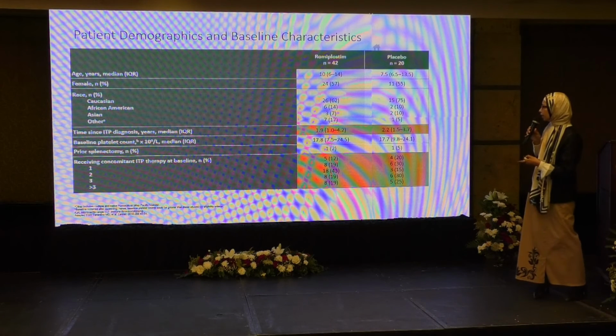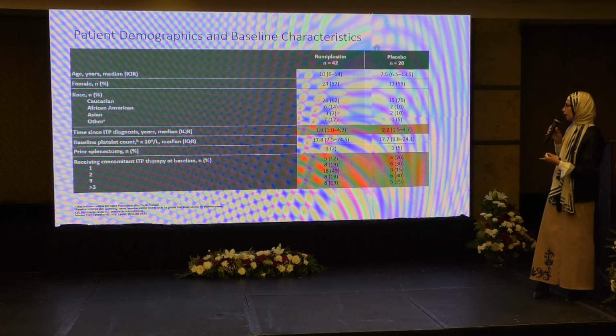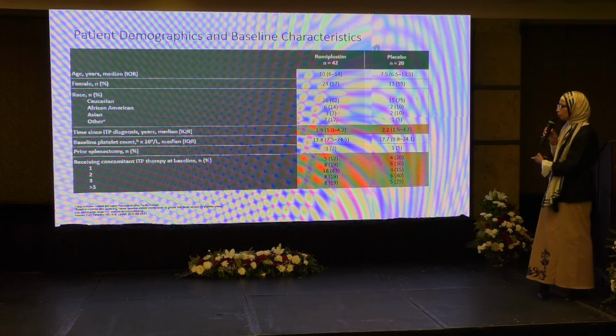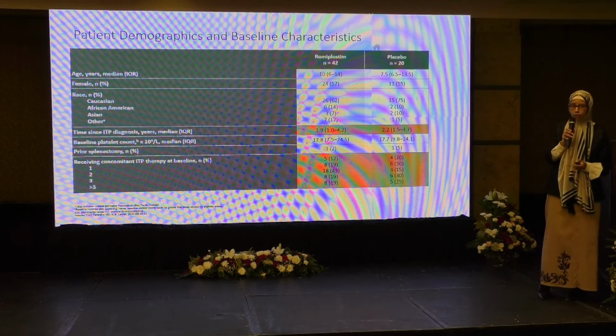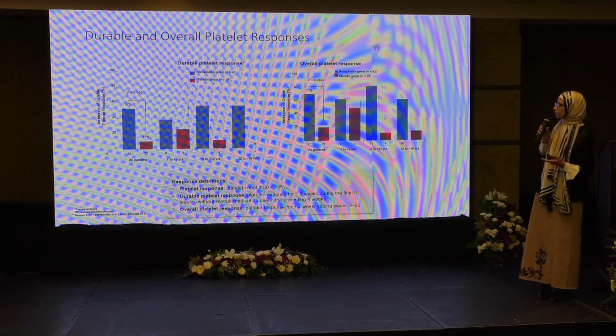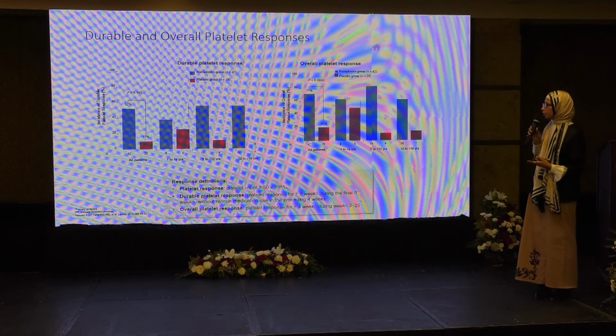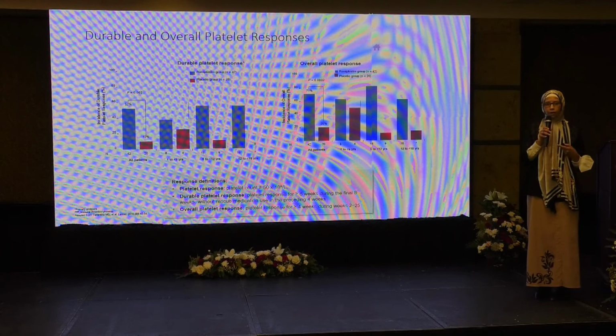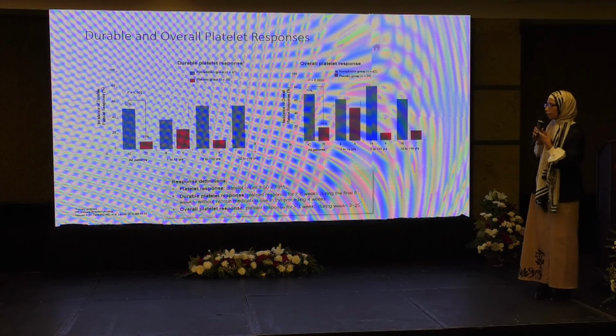The time since ITP diagnosis was almost 2 years. Most of the patients had received at least 1 line of treatment, and almost 20 of the patients had failed 3 lines of treatment. What are the response or efficacy data of this trial, of the 42 patients on Romiplostim and 20 on placebo? Let's look at the chart on the left side. There was almost a 52% reduction in the prevalence of the platelet response.